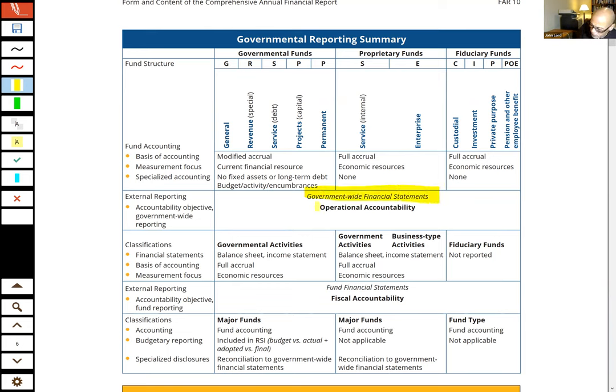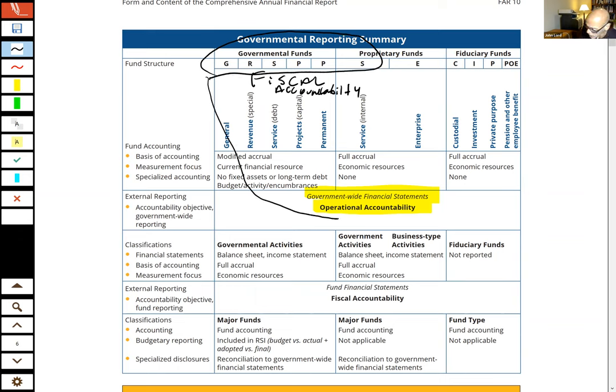Government-wide statements use operational accountability. Now our governmental fund statements use fiscal accountability. We're going to talk more about that in a second. What happens is we consolidate our fund statements into our government-wide statements, and we have two columns: governmental activities and business activities. In the governmental activities, we take the general fund, special revenue fund, debt service fund, capital project fund, permanent fund, and the internal service fund, consolidate those together and report that in governmental activities.